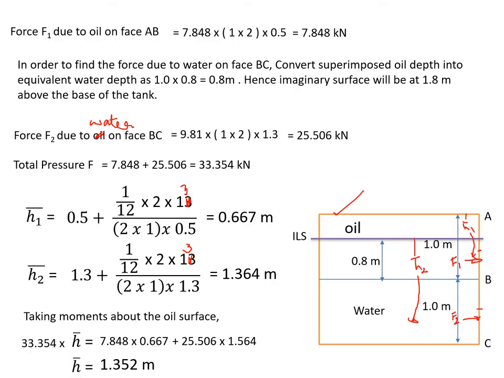So now we'll make use of the pressure diagrams, and will not use all these formulas, but we'll make use of the pressure diagrams to solve the same problem, and I will get you the same answer, like total pressure force is 33.354 kilonewtons, whereas H bar is 1.352 meters. So now you concentrate on these values, whether I will get the same answer or not, and then you decide which method you have to use.